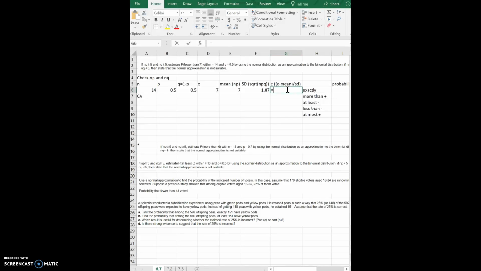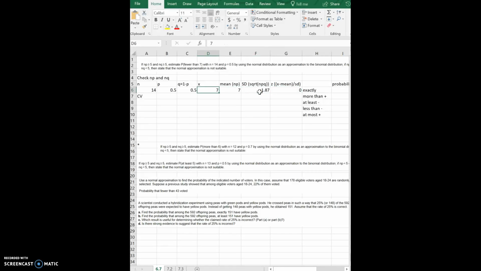So then we're going to do our z. Our z is equal to our x minus the mean. So x minus mean, which we found here, divided by the standard deviation, which is right here. Hit enter. Okay, so it's 0.